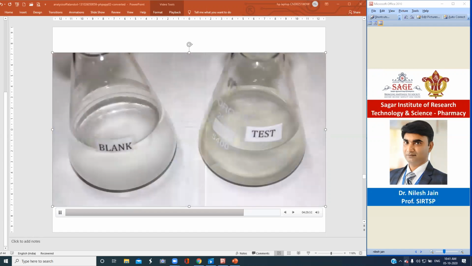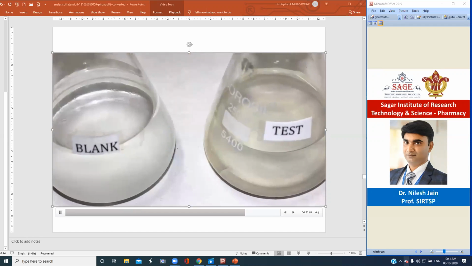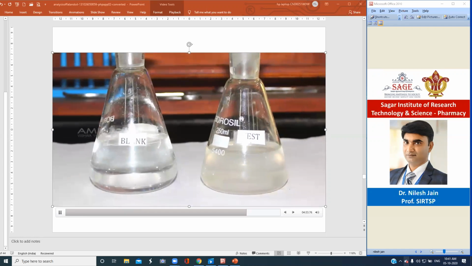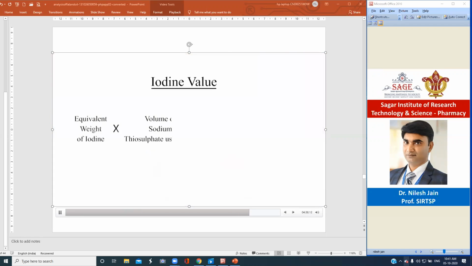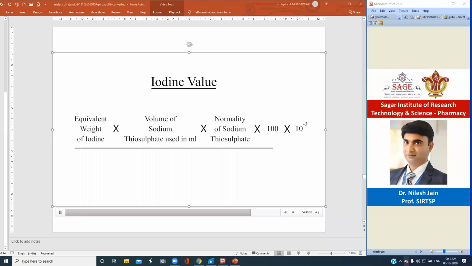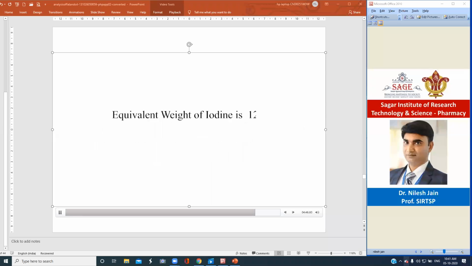The volume of the sodium thiosulfate used is obtained from the titer value, that is blank minus test. The iodine value can be calculated using the formula, where the equivalent weight of iodine is 127 and the normality of sodium thiosulfate is 0.1.